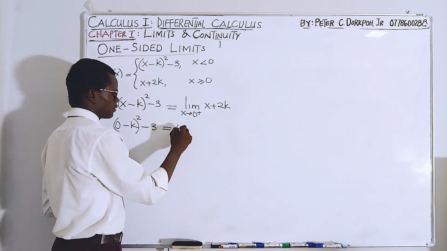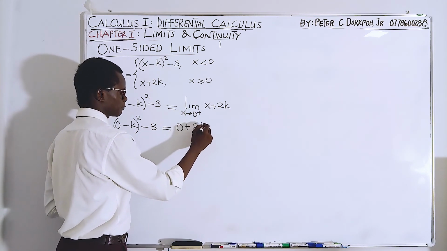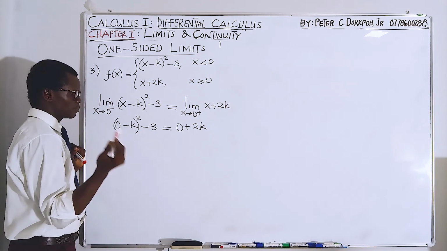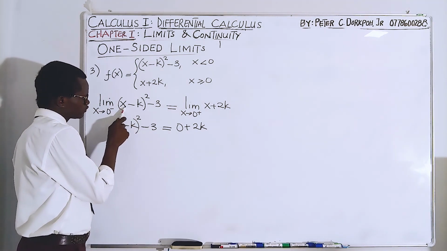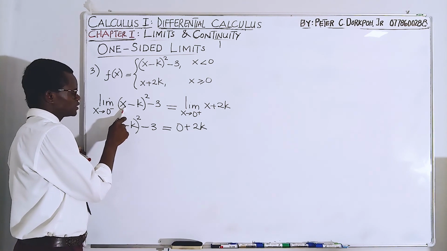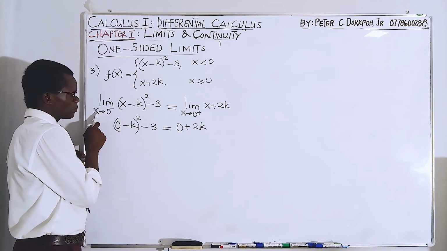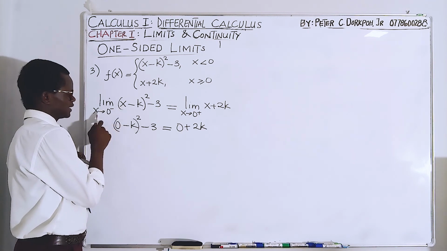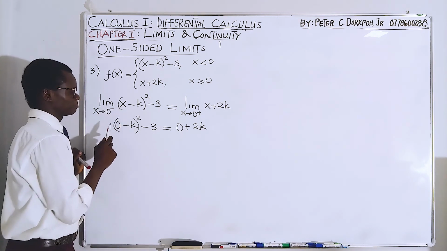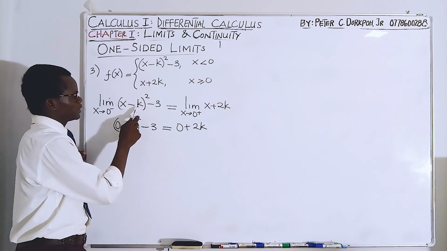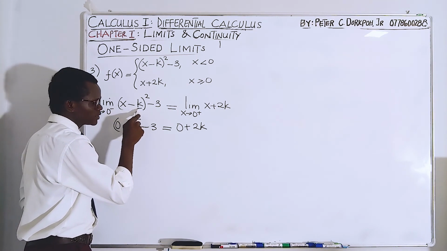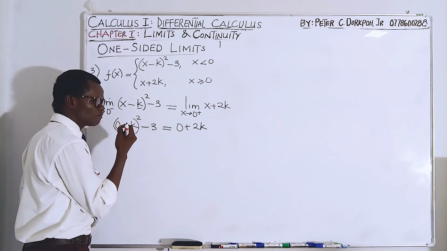So we have 0 now plus 2k. Now someone may ask, but we have two variables. This first variable represents the variable within the function that x is approaching. Let's say that is representing x. But this other variable is a constant.